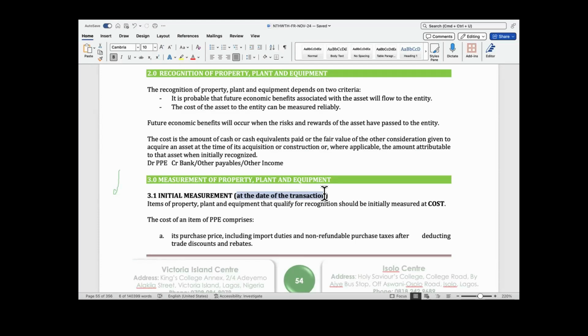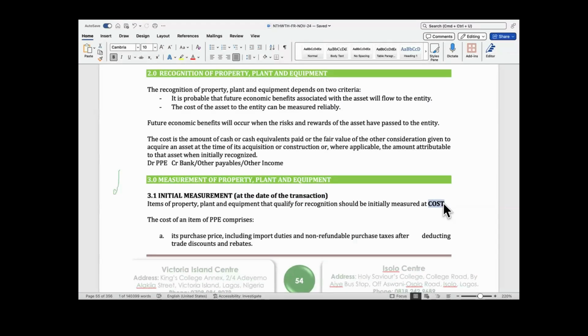So let's start with measurement at the date of the transaction, that you bought this asset today. Immediately, you must recognize it in your books today. And at how much? IAS 16 says that any item that you recognize in your books must be initially measured at cost. And you already know what cost is: the cash or cash equivalent paid, or the fair value of other consideration given to acquire an asset.